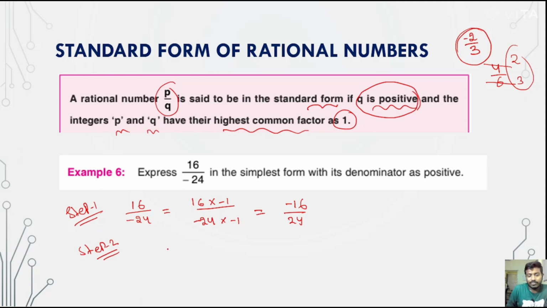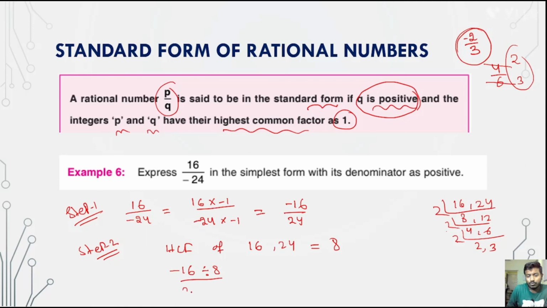Now find the HCF. The highest common factor must be 1. HCF of 16 and 24 is equal to 16, 24: 2 8s are 16, 2 12s are 24; 2 4s are 8, 2 6s are 12; 2 2s are 4, 2 3s are 6; 2 2s are 4, 2 4s are 8. The HCF is 8. Now divide 16 by 8 and 24 by 8. Now minus 2 divided by 3. So the answer will be minus 2 by 3.